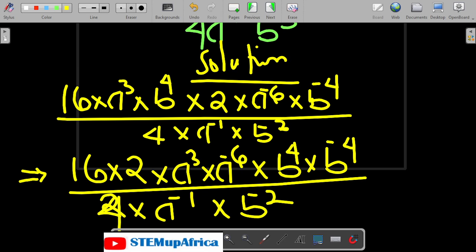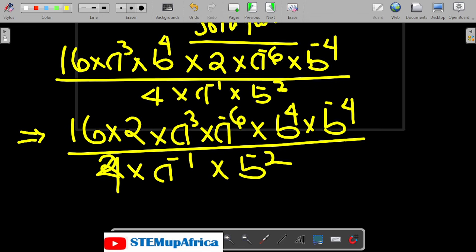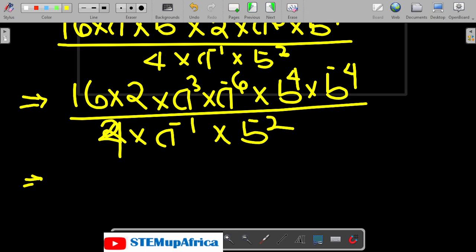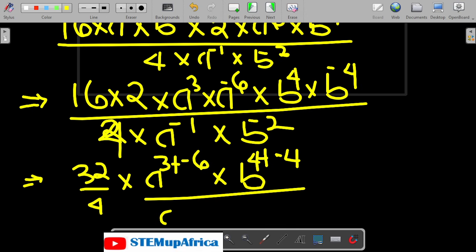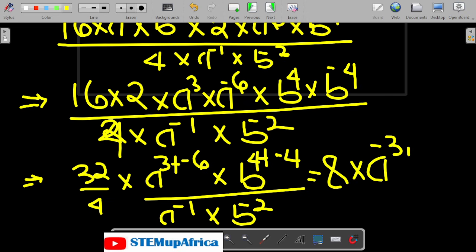So I will apply the law of indices where applicable. I will apply it for a, also apply it for b. So that will give us 32 over 4 times a^(3 + -6) times b^(4 + -4) over a^-1 b^-2. So 32 over 4 will give us 8 times a^-3 times b^0 over a^-1 times b^-2.